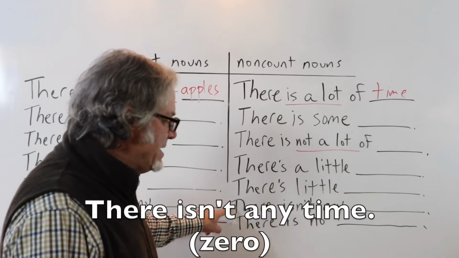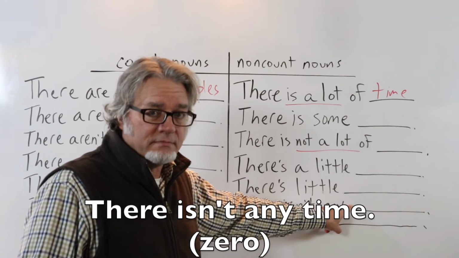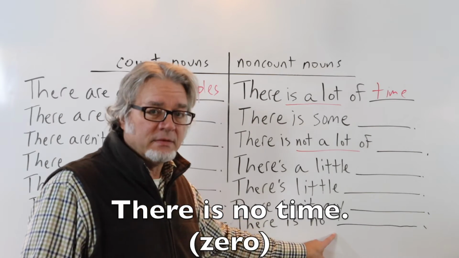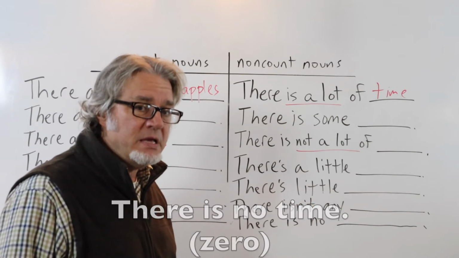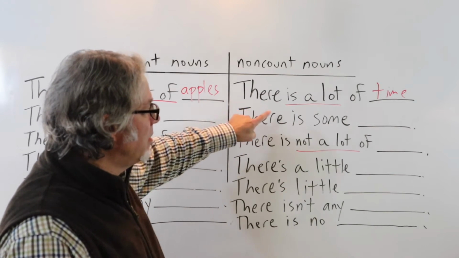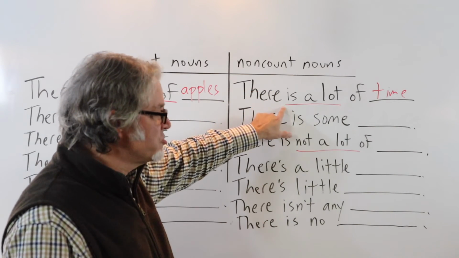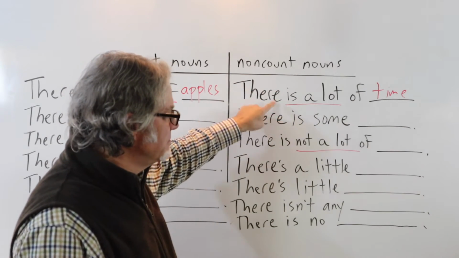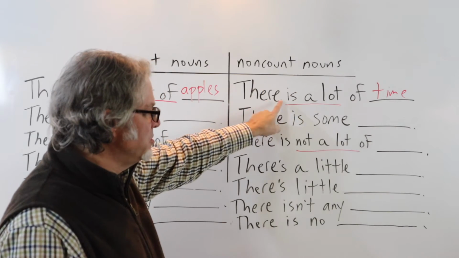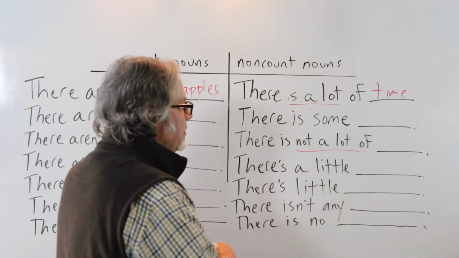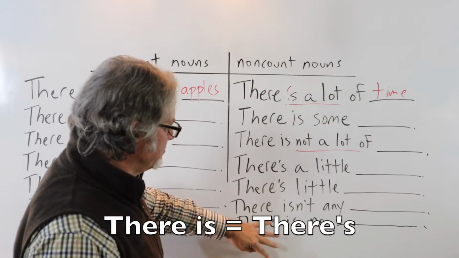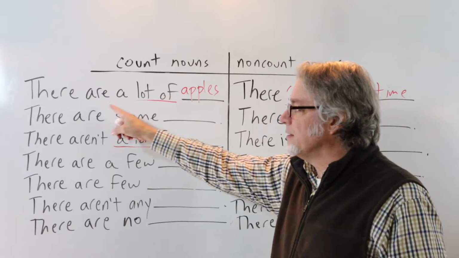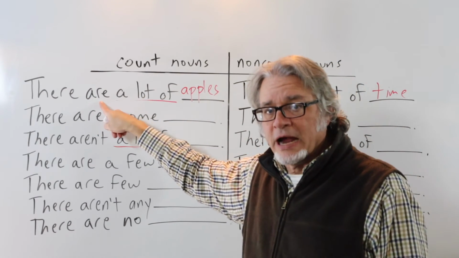There isn't any time. That means 0. And there is no time. These have the same meaning. It's also very common to use the contraction with there and is. So here you can see they're not contracted, but you can easily just say there's with all of these. And here, there are, you can't contract.